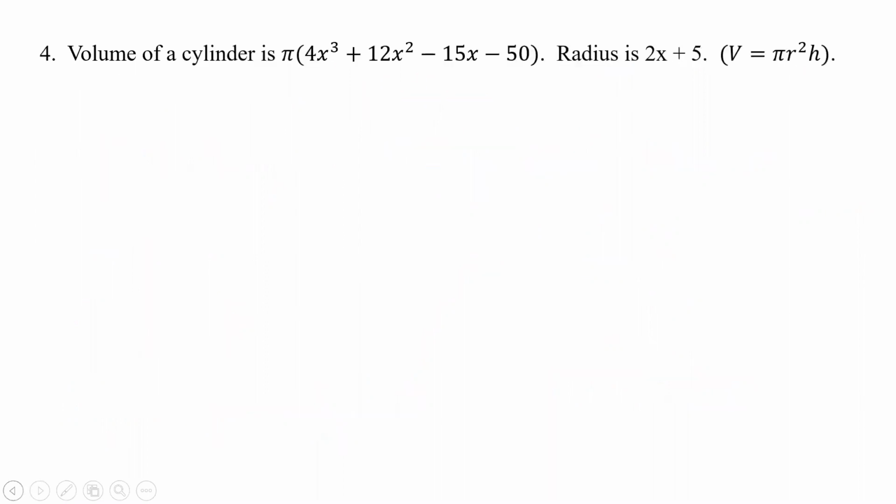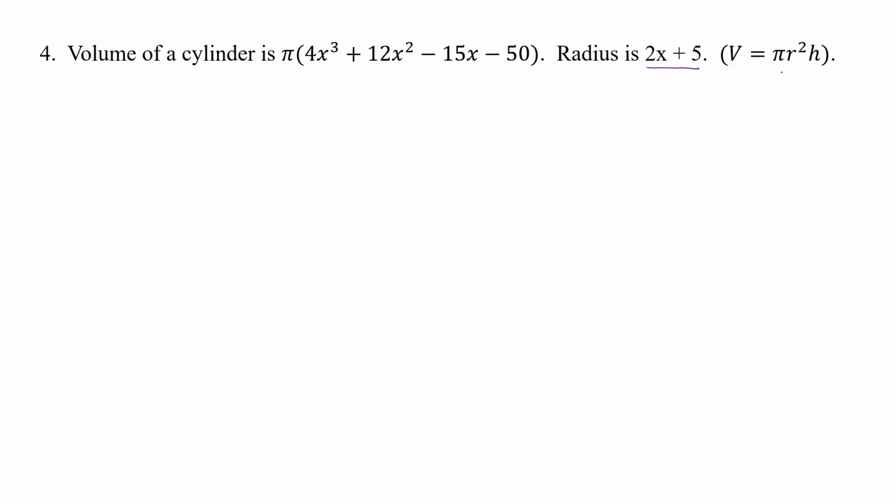All right, so the last one we're going to do today is going to be the volume of a cylinder. All right, so what we have is, we know the volume of the cylinder is pi times 4x to the third plus 12x squared minus 15x minus 50. They give us the radius, so that's nice. And they also tell us what our volume equation is, so we don't have to worry about that.